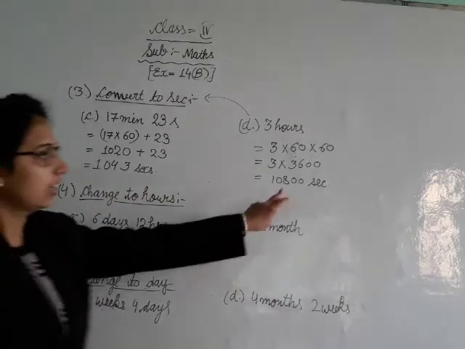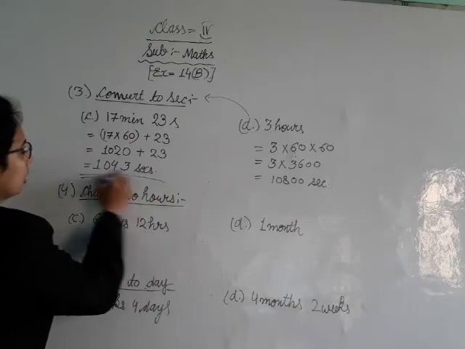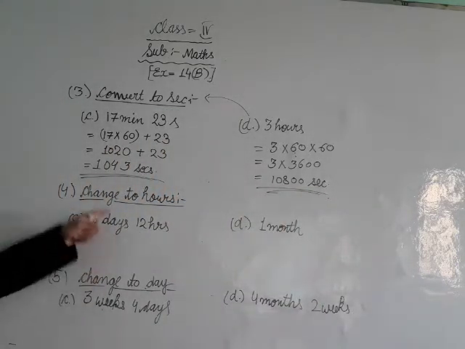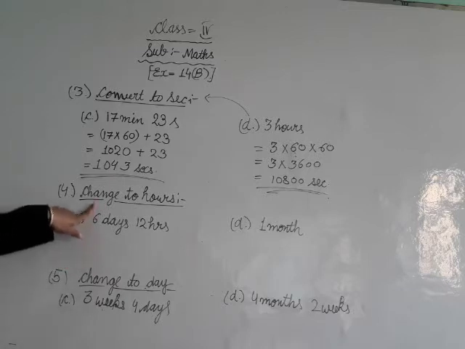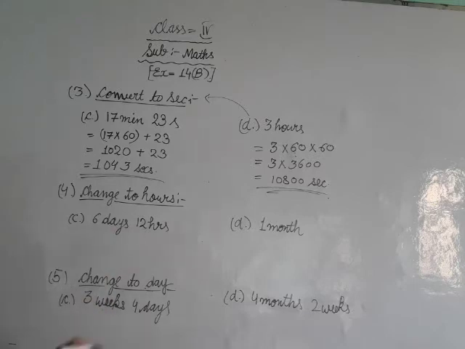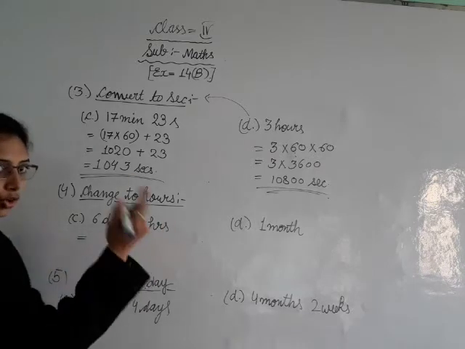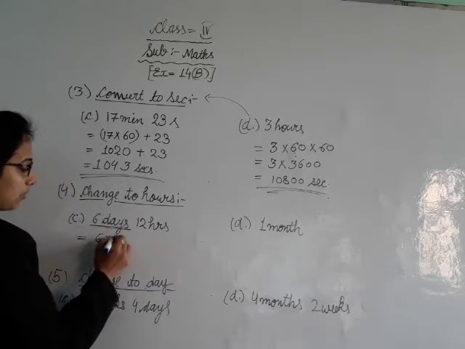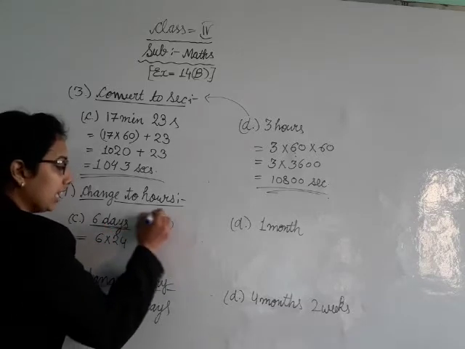10800 seconds. Understood? So here is the answer. Now coming towards our fourth question. Change to hours. We have to change them into hours. 1 day is equal to 24 hours. So first of all, change this one: 6 multiplied by 24, and the other is already in hours.